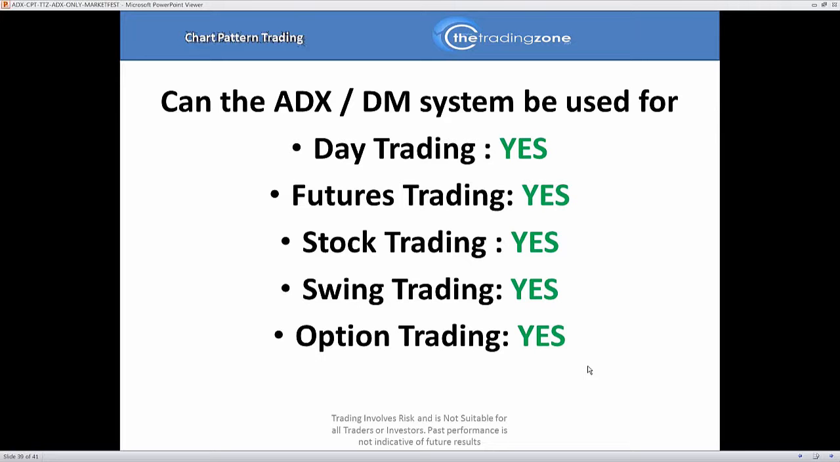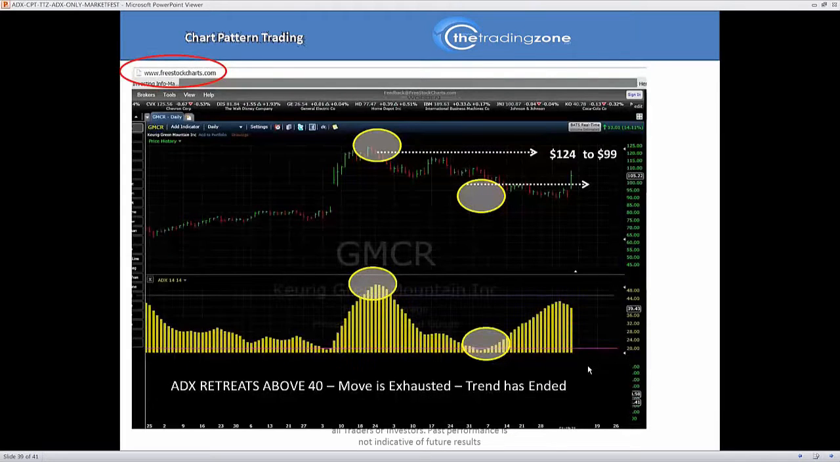Option trading, I explained you can use your 10, 20s, and 40s, right, to plan when you want to do an option trade. High probability of movement, low probability of movement. Going directional with your options, going non-directional with your spreads. Now, in terms of swing trading, back to the free stock charts.